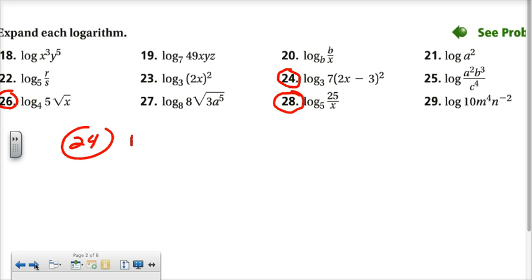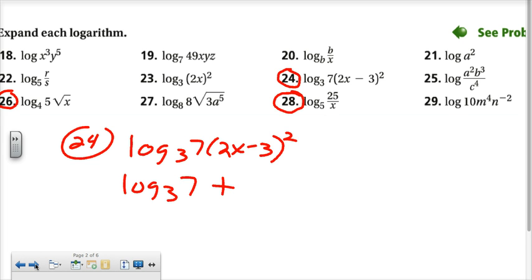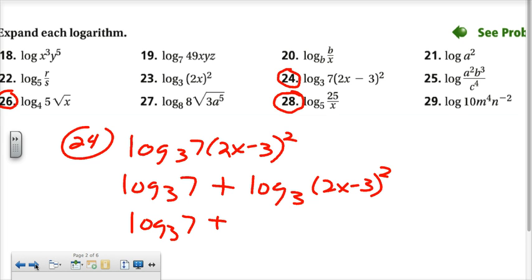So number 24, we have the logarithm base 3 of 7 times 2x minus 3, that quantity squared. So the first thing that we see here is that there's definitely some multiplication. So let's pull that apart, because we have the logarithm base 3 of 7 times 2x minus 3 squared. We would want to use addition to rewrite that. All right, and now that I have that multiplication separated, I can see in the back that I have a power. And that power needs to become multiplication.